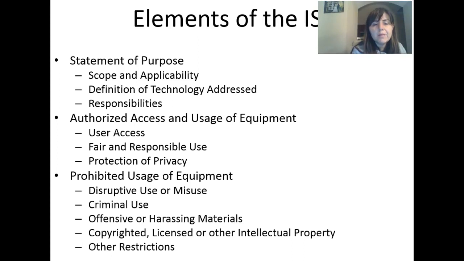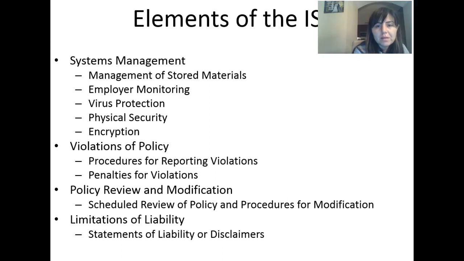Basically, now let's look at some of the typical elements that go into an ISSP. A statement of purpose, authorized access and usage of equipment, prohibited usage of equipment, system management, violation of policies, policy review and modification, and limitation of liability, some kind of a disclaimer that will go in that document.